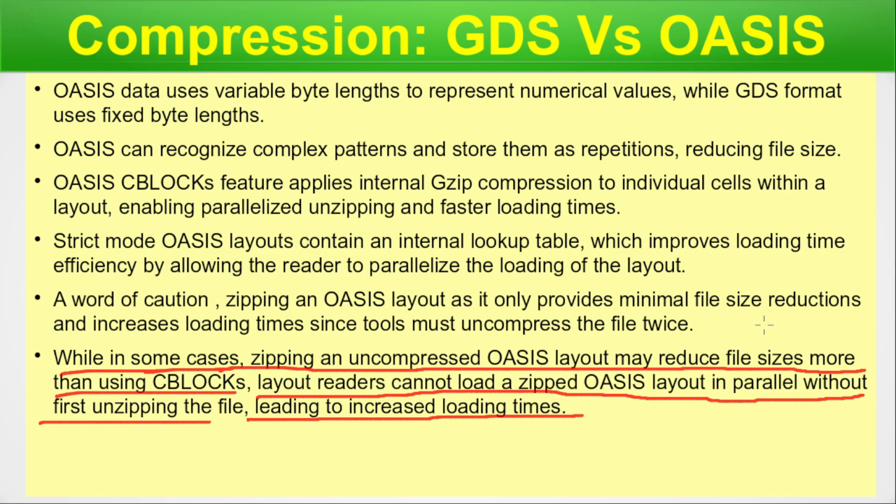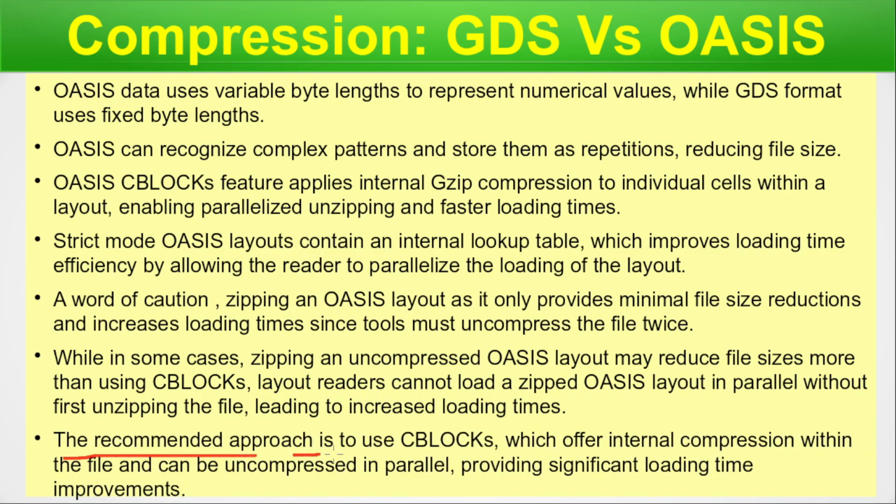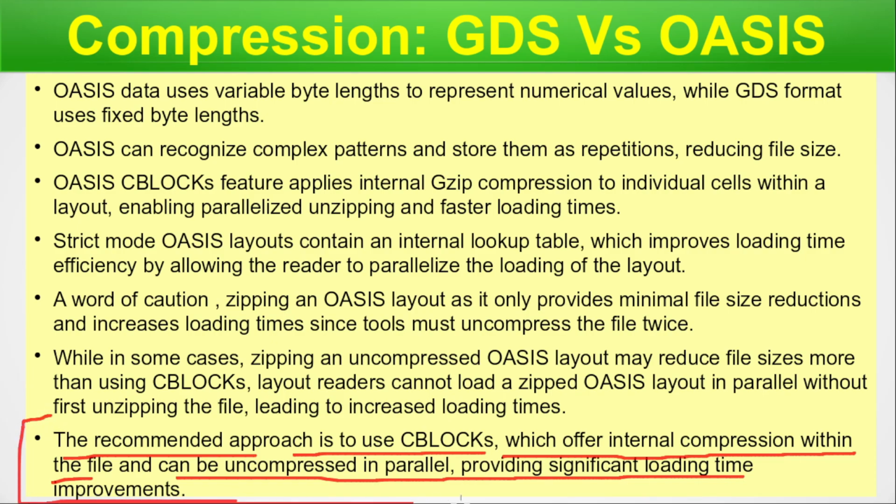Generally, with a GDS2 file, to save disk space, we zip it or tar it, whatever we are doing. We are using a compression algorithm, and if we do the same thing with OASIS, we will be facing only problems, not a solution. The recommended approach is to use CBLOCKs, which offer internal compression within the file and can be uncompressed in parallel, providing significant loading time savings. So this is advisable in the end.